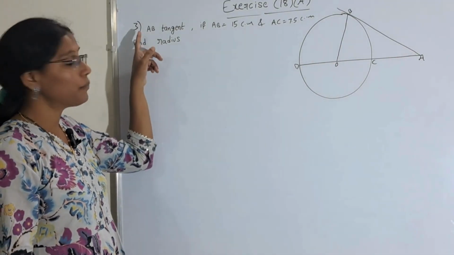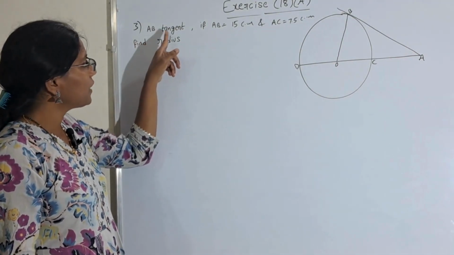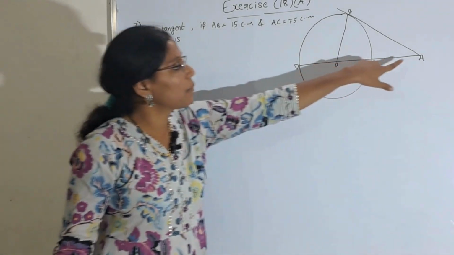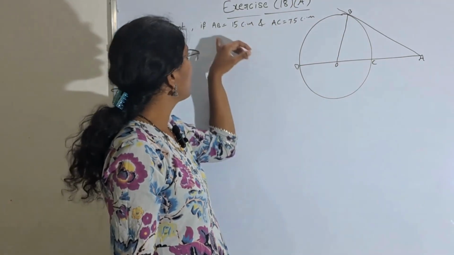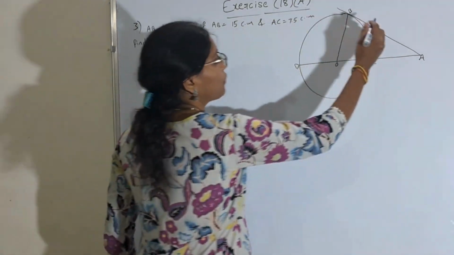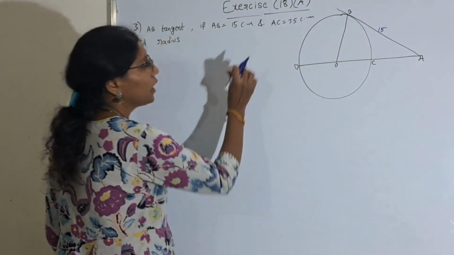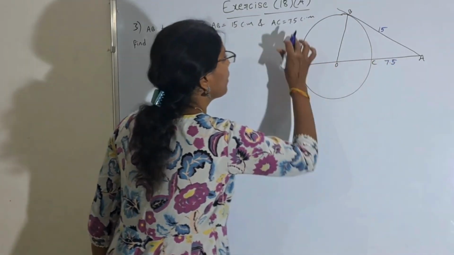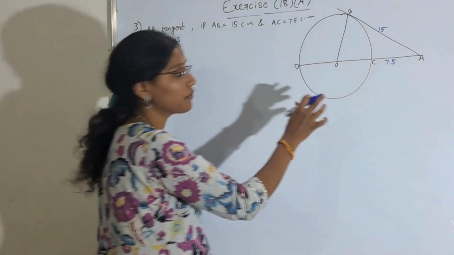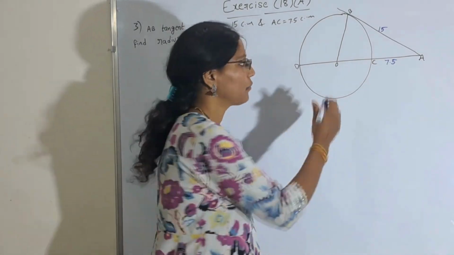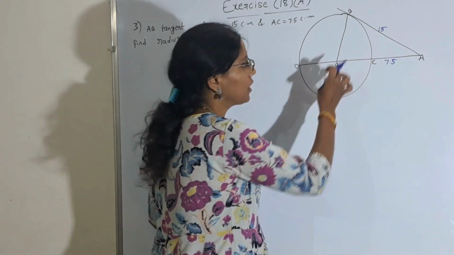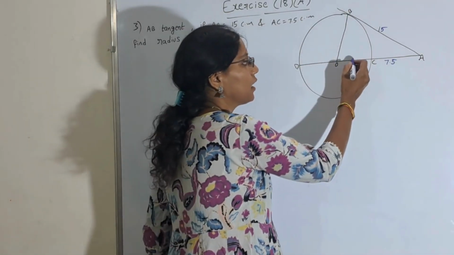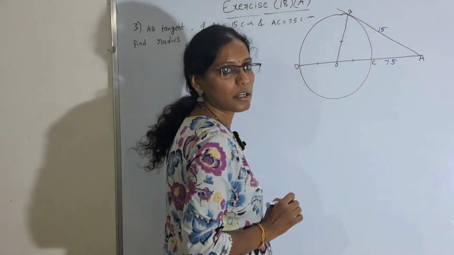Let's see our next problem, the third problem. AB is the tangent, and AB is 15 centimeters they have given. Next, AC is 7.5 centimeters. We have to find out the radius of this circle. What is the radius here? OC is the radius, OB is the radius, and OD is also a radius. These three radii are equal.